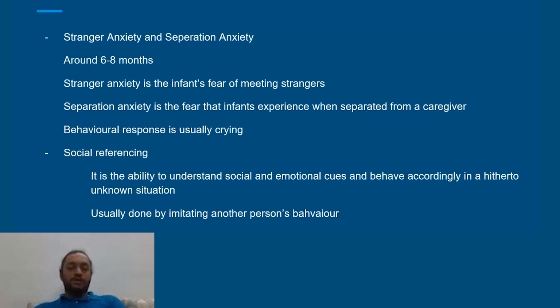Children around the first year, second year of age also start to engage in social referencing, which is basically if they don't know what to do in a particular situation, they'll see what other people are doing and behave accordingly, right? They'll imitate other people's behavior.